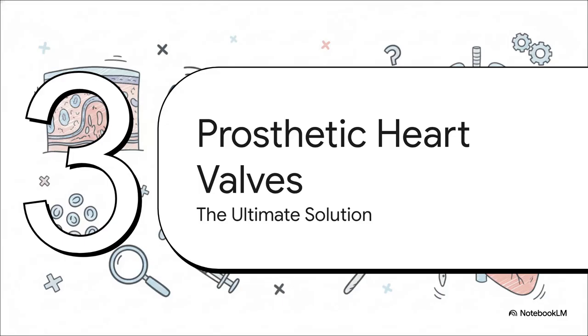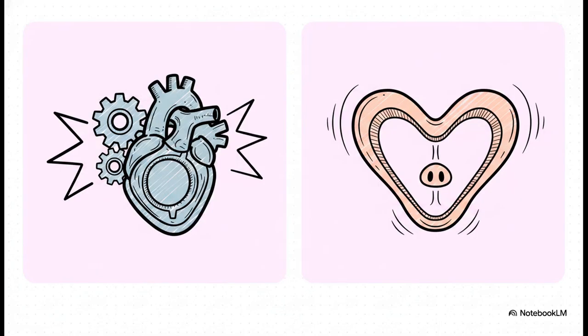All right, our final section. Number 5, prosthetic heart valves, the ultimate solution. So what happens when a native valve, whether it's severely stenotic or dangerously regurgitant, is simply beyond repair? Well, it gets replaced. The choice ultimately boils down to mechanical hardware versus biological tissue.